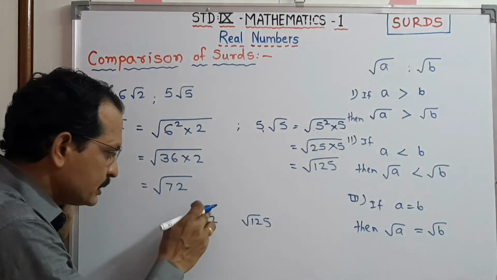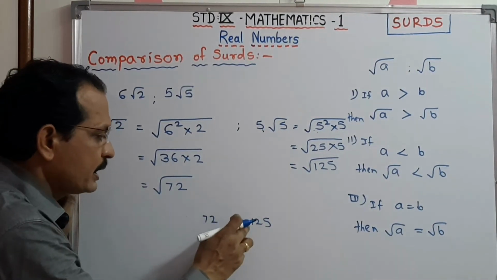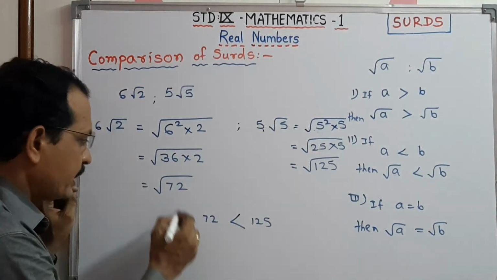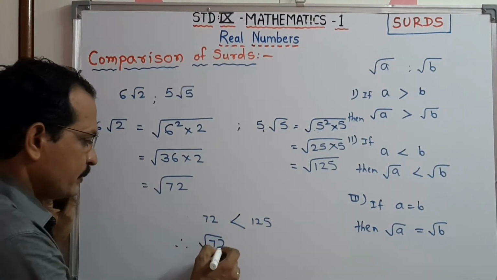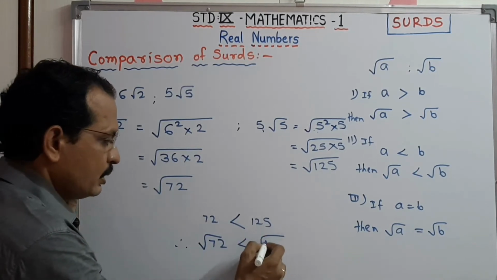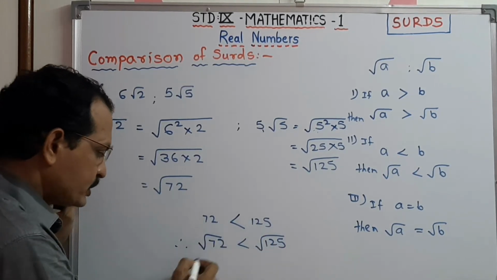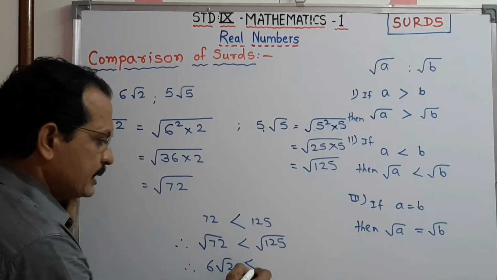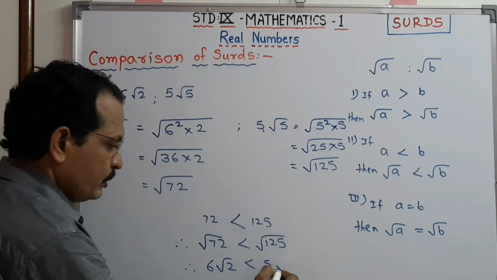Now we have to compare root 72 and root 125. For that comparison, tell me which one is the greater one. Root 125 is the greater one. Therefore we can say that under root 72 is less than under root 125. But root 72 means 6 root 2 is less than 5 root 5.